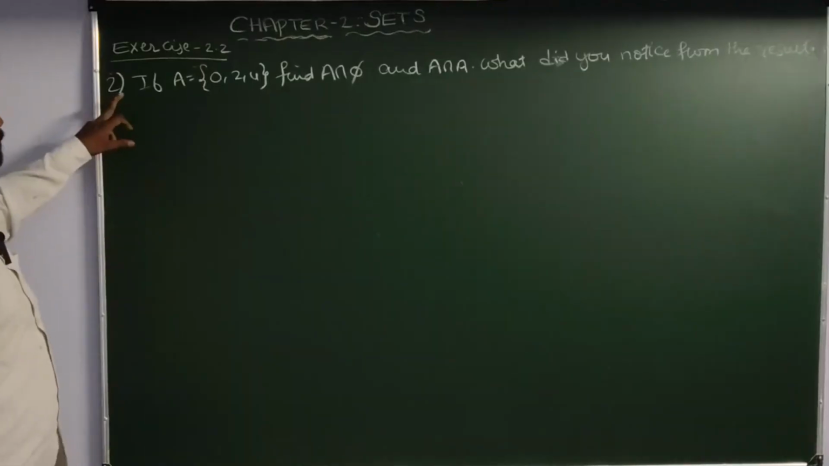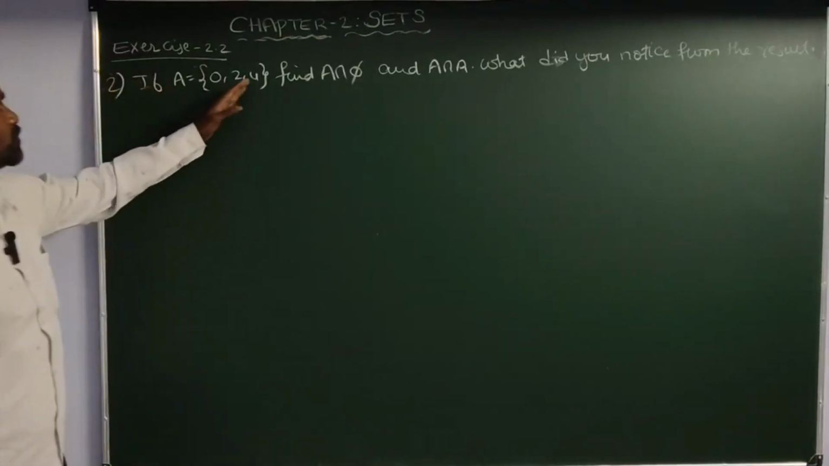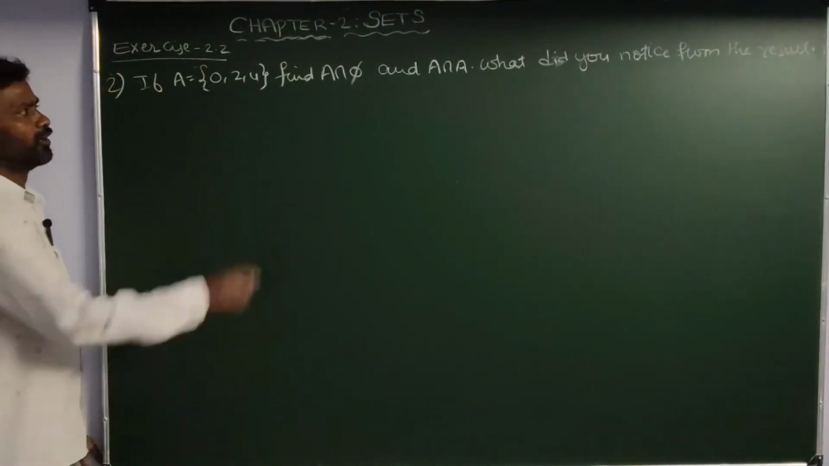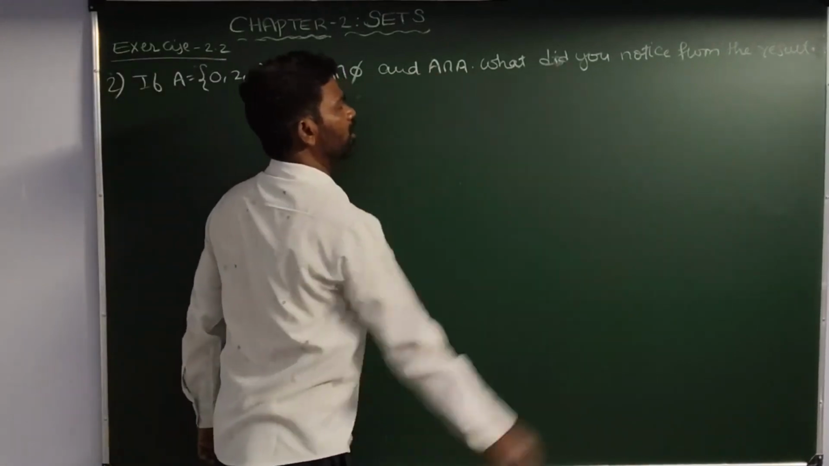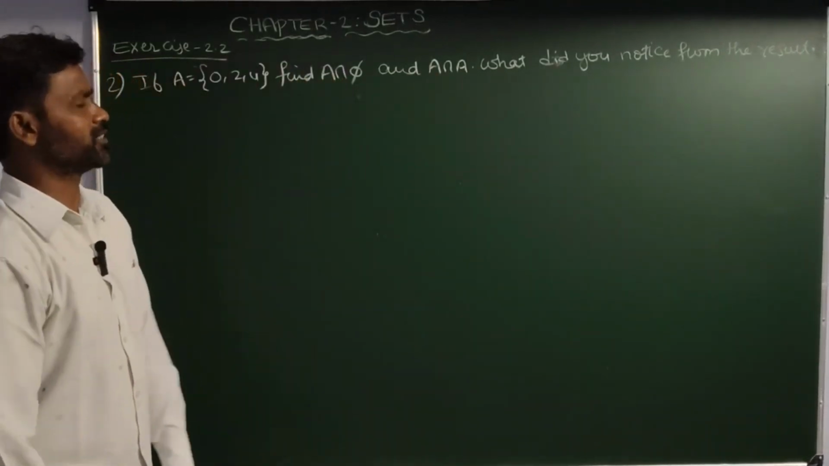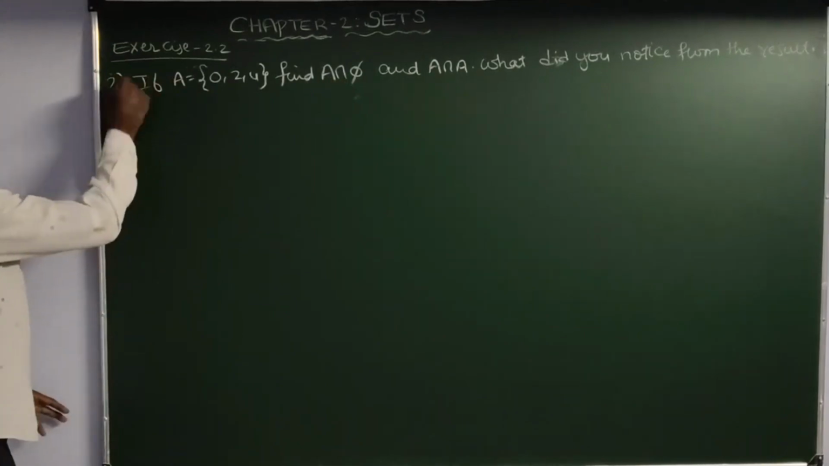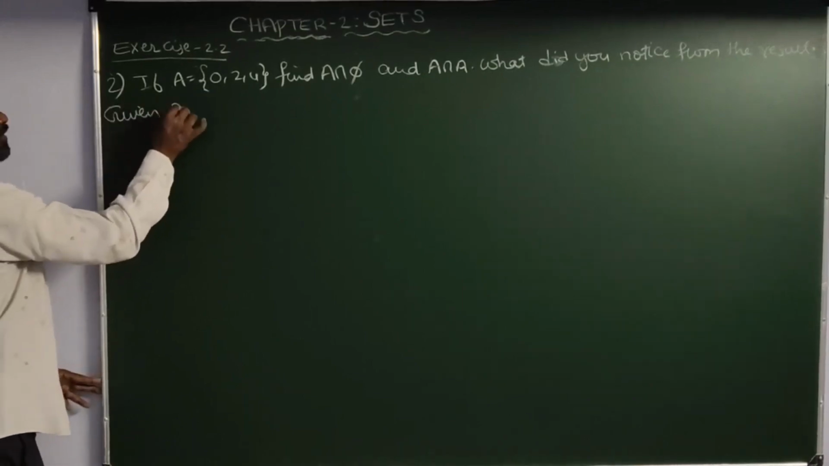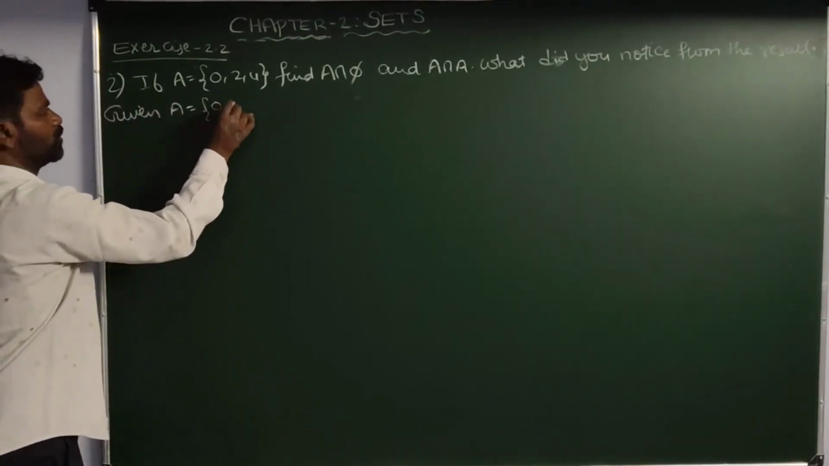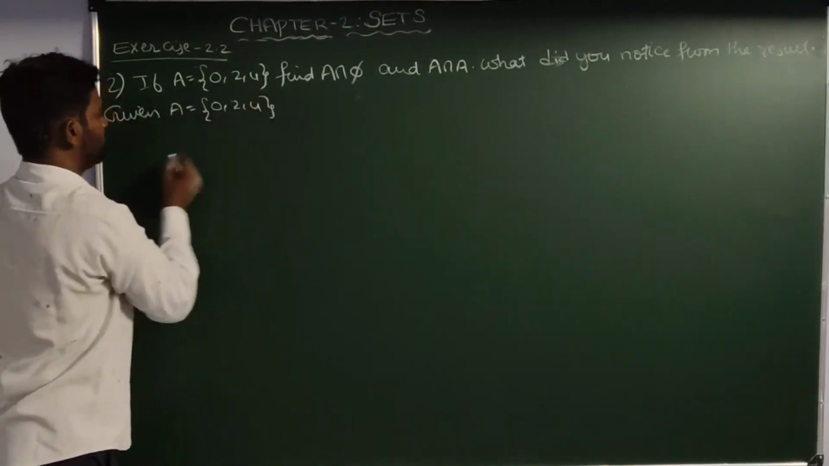Right, next, second question. If set A is equal to {0, 2, 4}, find A intersection 5, it's empty set, and A intersection A. What did you notice from the result? So let us perform the operations. Given, first we have to write the given data. What is given? Set A is equal to {0, 2, 4}. So what we have to find?